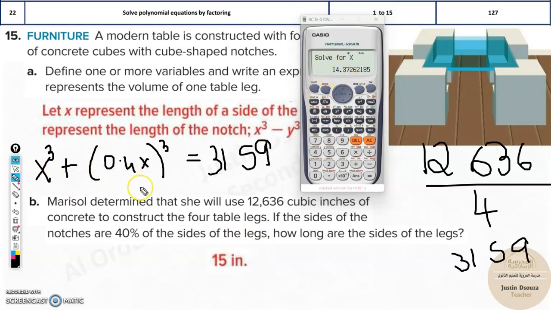Now this is not over. How would you solve it manually without the calculator directly? It's very simple. X cubed over here.